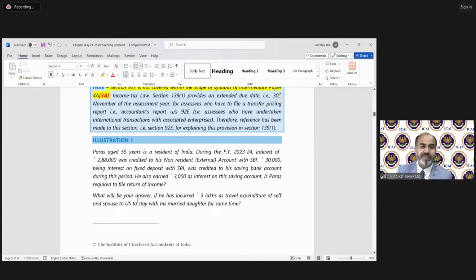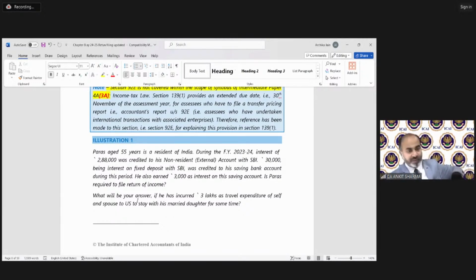Okay. Illustration 1. Paras, age 55 years, is a resident of India. During the financial year 23-24, interest of 2,88,000 was credited to his non-resident external account with SBI. We discussed this provision in income from other sources. 30,000 being interest on FDR with SBI was credited to his savings bank account during the period. He also earned 3,000 as interest on savings account. Is Paras required to file income tax return? So first we have to answer it.